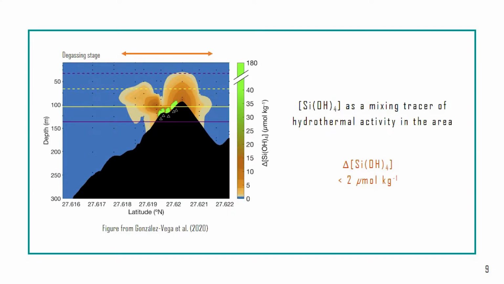So why did we choose these additions? It was based on previous studies on Tagoro, in this case, a study by Alba, who found that dissolved silicate concentrations in Tagoro were a mixing tracer of hydrothermal activity in the area. That's why we chose silicate concentration anomalies below 2 micromole per kilo, because we wanted to study not only the response of those organisms closer to the main sources of Tagoro's hydrothermal fluids, but also those areas where a strong dilution of macro and micronutrients occurs.